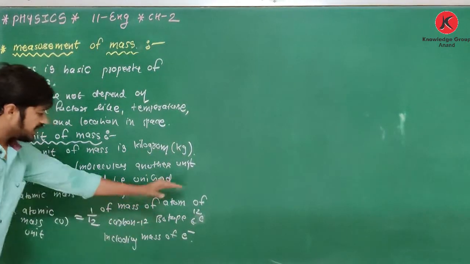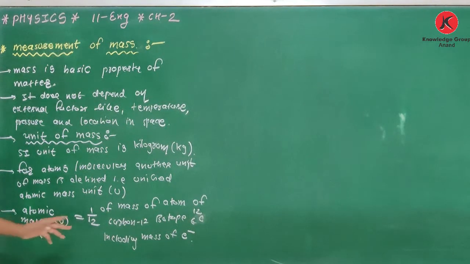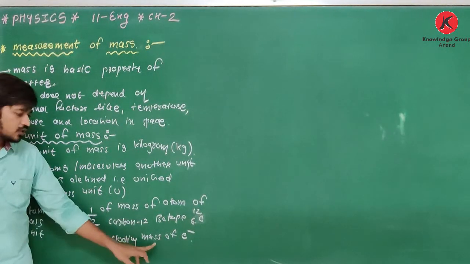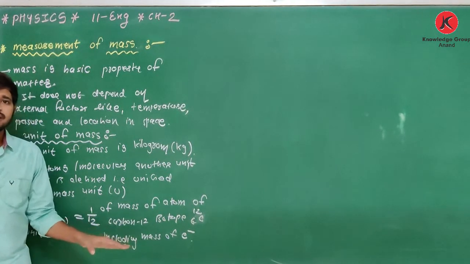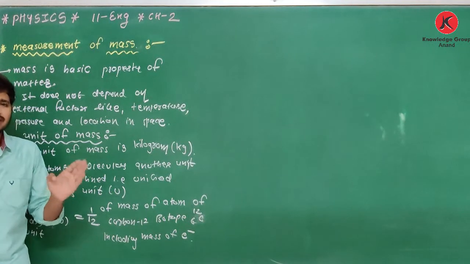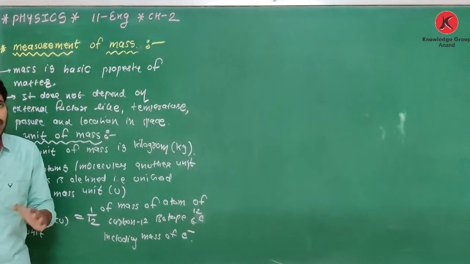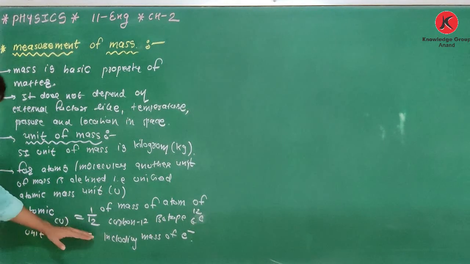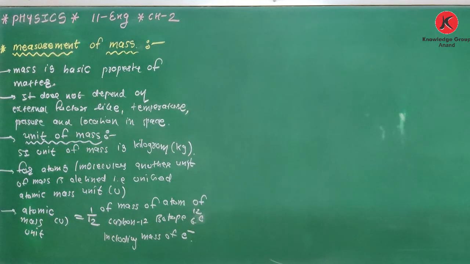Now how to find this mass? Okay, what is isotope C612 including mass of electron? How to find? We will see in chapter number 13, that is nucleus. Clear about this? Right now you have to remember this definition. Okay, what is atomic mass unit? What is atomic mass? Clear about this?